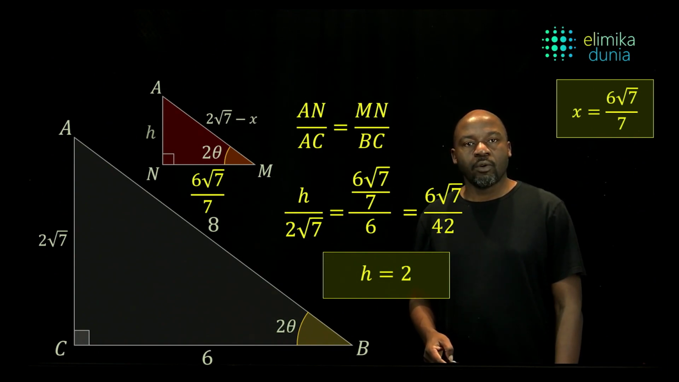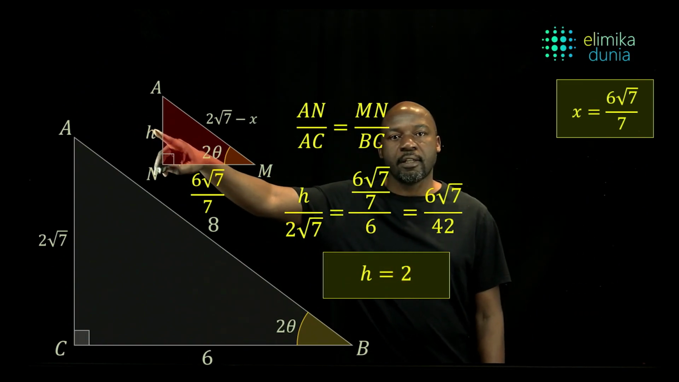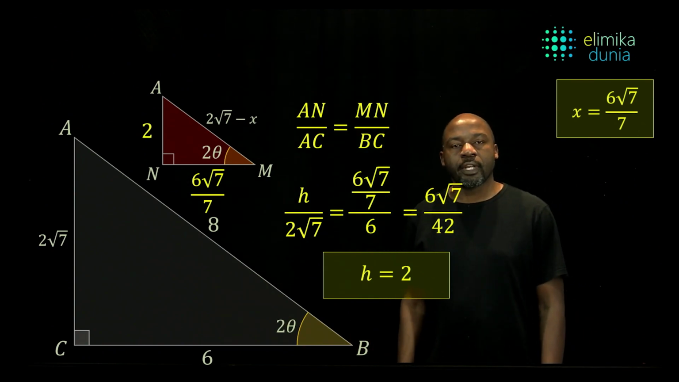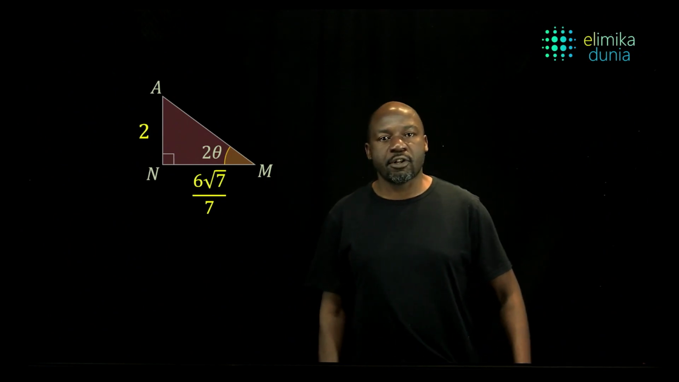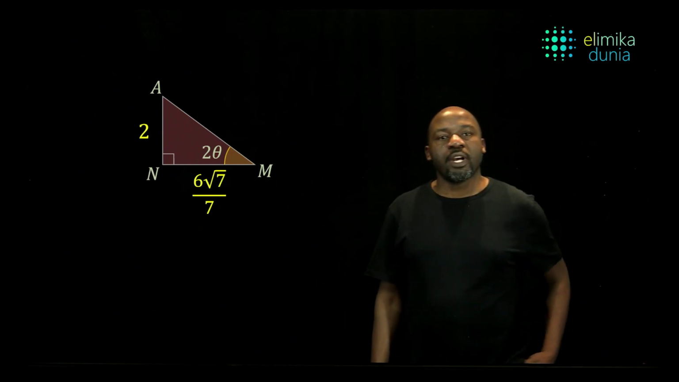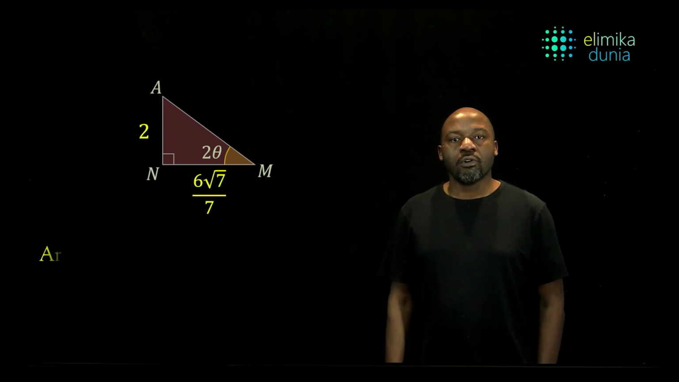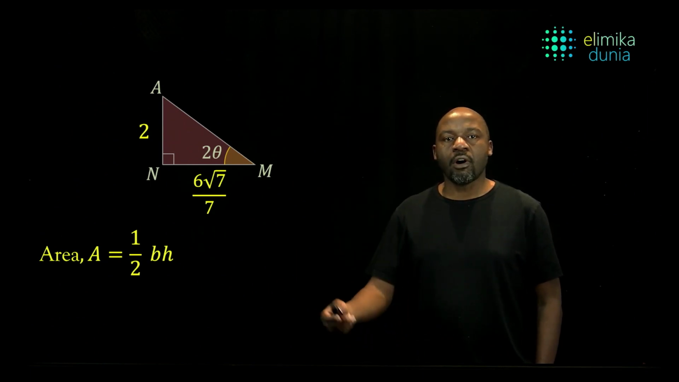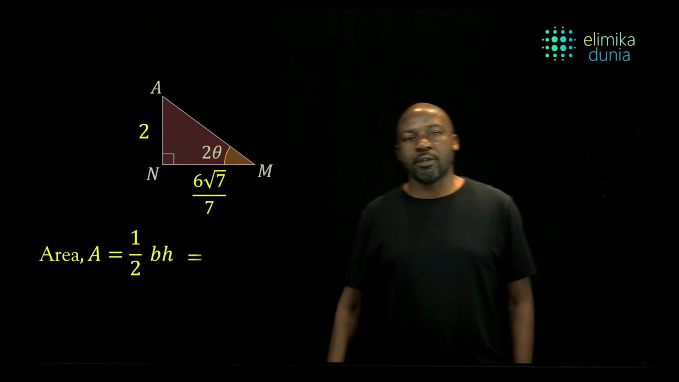Because of that, we can now go ahead and replace that h there with 2. And that leaves us with both sides of the red triangle now known. All we have to do now is find the area. And you would know, of course, that the area of a triangle is a half times base times height, or base times height divided by 2. And all we have to do is now substitute in.